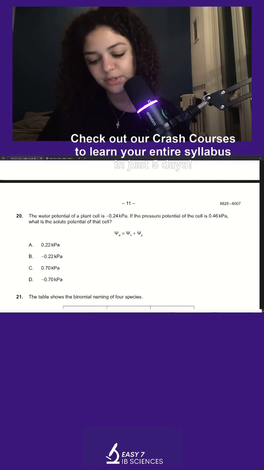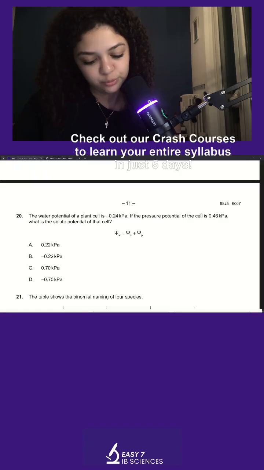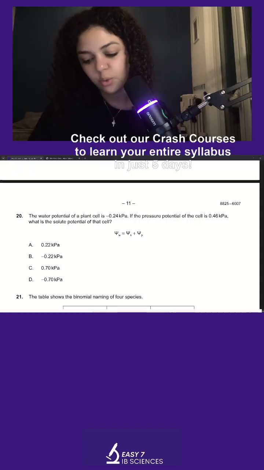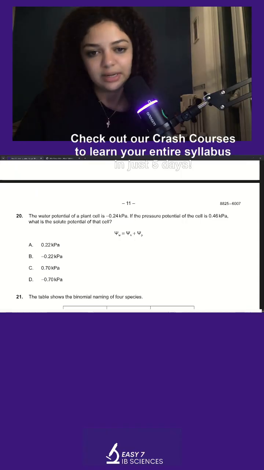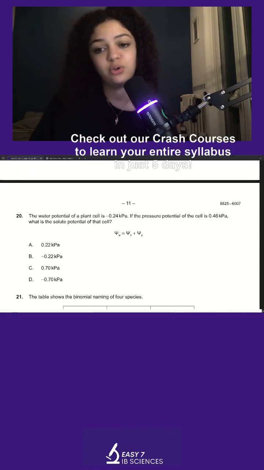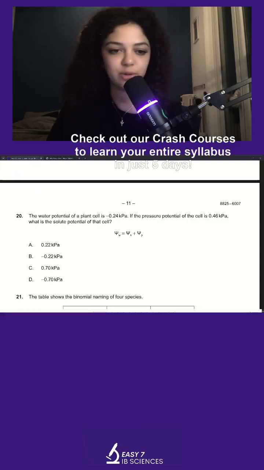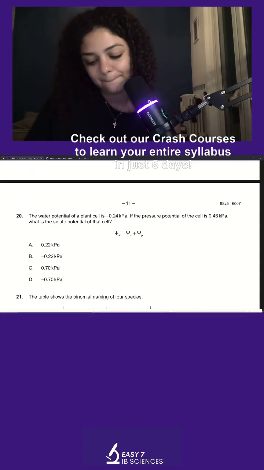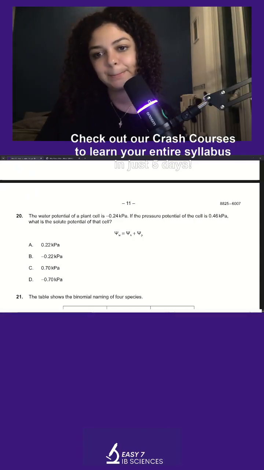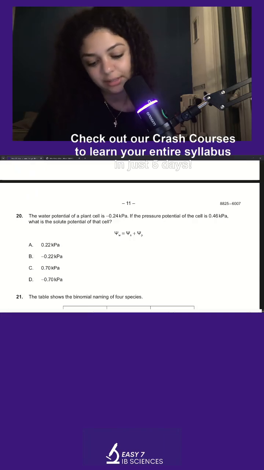The water potential of a plant cell is 0.24 kilopascals. If the pressure potential of the cell is 0.46 kilopascals, what is the solute potential of that cell? And they give you the formula. They're actually quite nice. I think this is so incredibly deadly, but it was taught in the crash course, and I think we actually did this exact example in the crash course. We have D in the chat. Nice.